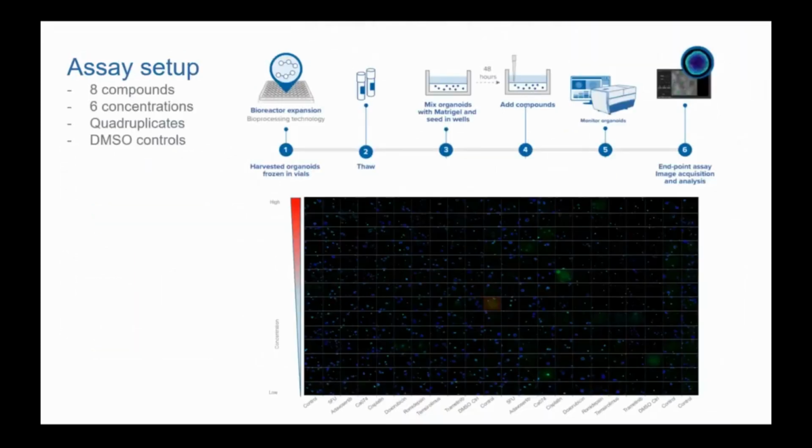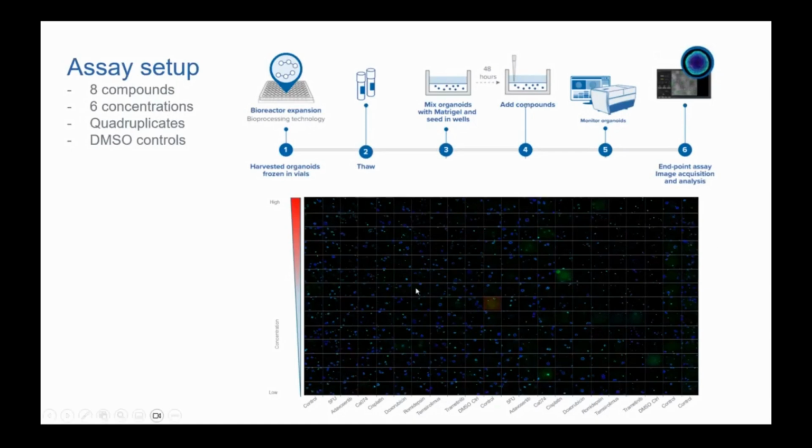And so back to the experiment. To set up this assay, we started with frozen vials of patient-derived CRC or colorectal cancer organoids. So you can see the workflow at the top of the screen. These organoids were thawed using standard protocols, and then they were mixed with Matrigel. We seeded approximately 150 to 200 organoids per well, and then we let the organoids recover for 48 hours before adding compounds. Now, in total, we tested 8 different compounds at 6 concentrations. We also ran this with the appropriate controls.